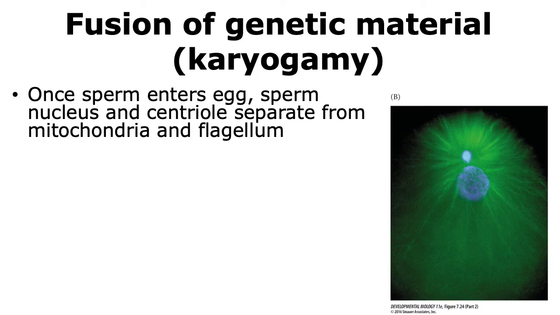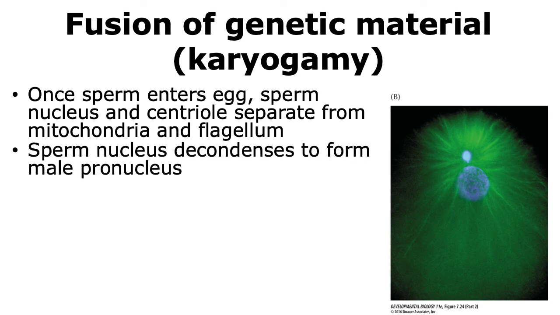Once the sperm enters the egg, the final step of fertilization requires the fusion of genetic material. For the fusion of genetic material to occur, the sperm nucleus and the centriole separate from the mitochondria and the flagellum. The mitochondria and flagellum of the sperm will disintegrate in the egg cell. And that is why we consider mitochondrial inheritance as maternal. Since the sperm mitochondria are destroyed, the only mitochondria that the zygote has are those present in the egg cell, and hence mitochondrial inheritance is considered maternal.